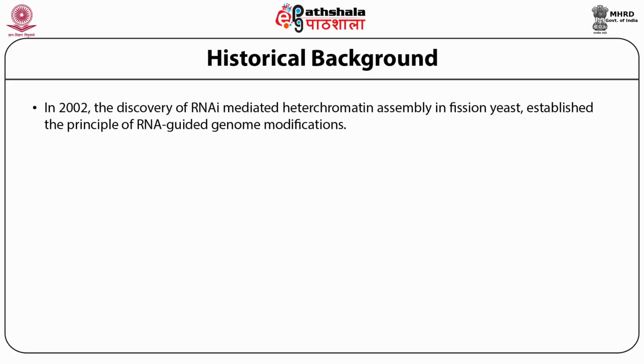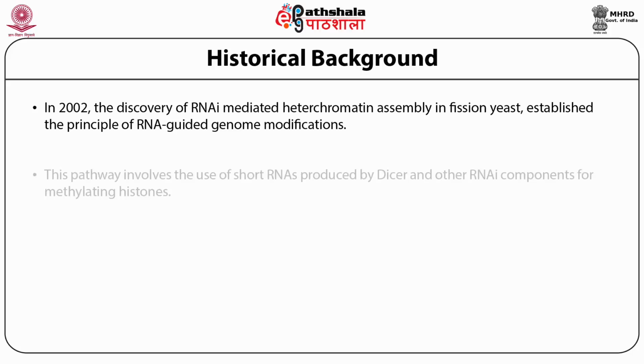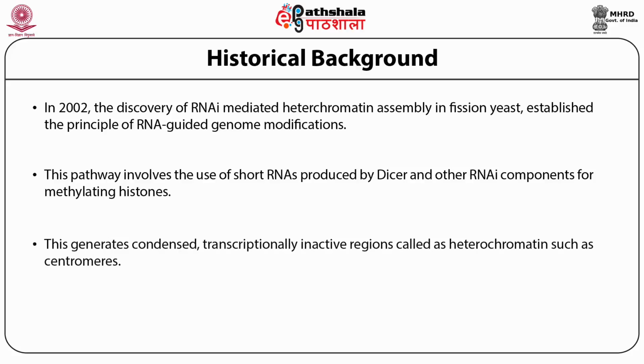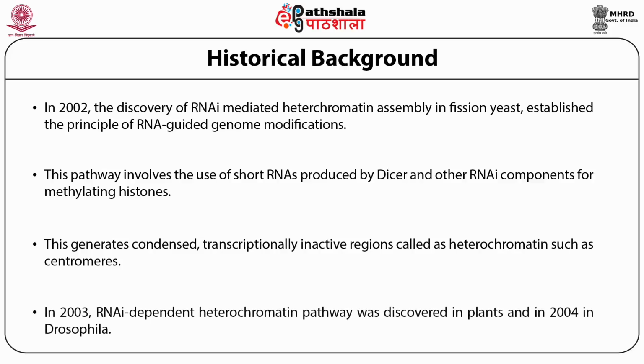In 2002, the discovery of RNA interference-mediated heterochromatin assembly in fission yeast established the principle of RNA-guided genome modifications. This pathway involves the use of short RNAs produced by Dicer and other RNA interference components for methylating histones. This generates condensed, transcriptionally inactive regions called heterochromatin, such as centromeres. In 2003, the RNA interference-dependent heterochromatin pathway was discovered in plants, whereas in 2004, a similar discovery was made in Drosophila.